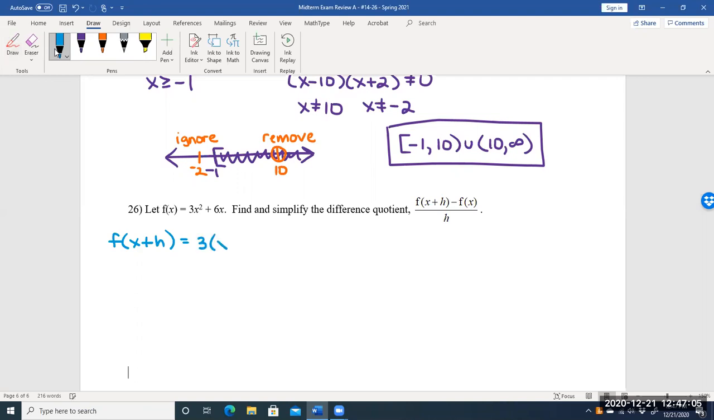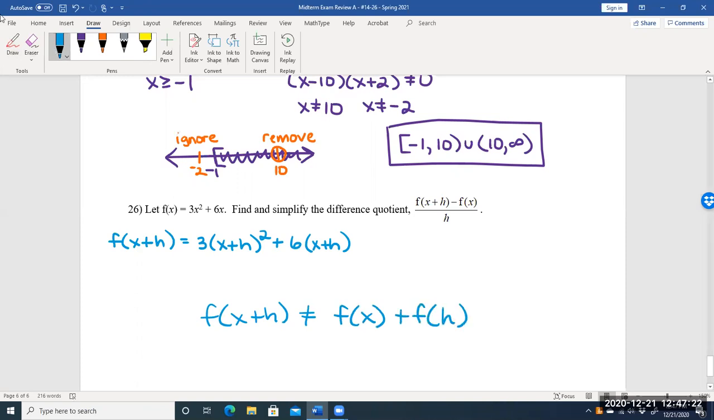is, we're going to take x plus h and we're going to plug it into the equation in place of x. It does not equal f of x plus f of h. You can't distribute an f. That's not function notation. That's not how it works. Okay, so do not do that. We just take the equation, 3x squared plus 6x, and in place of the x, we're going to substitute in an x plus h.